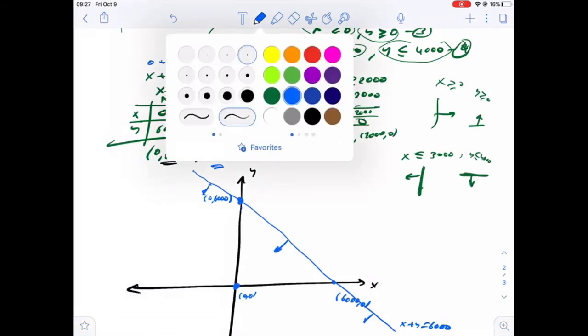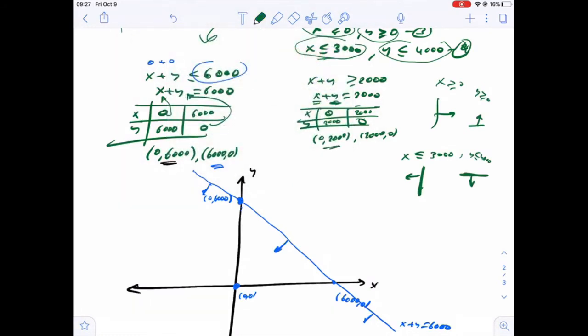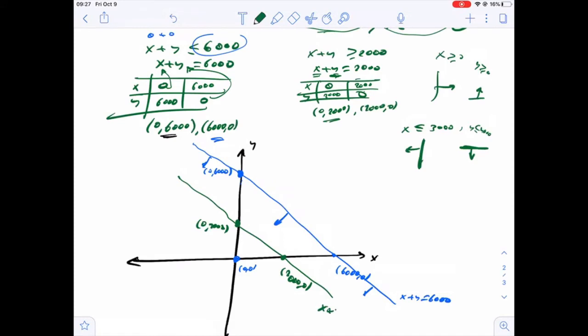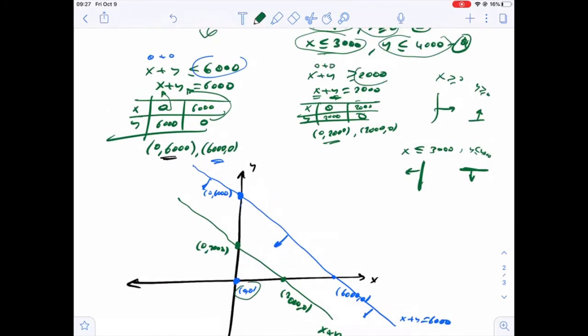And for the second one, let me use this color, green color. We have 0, 2,000. And we have 2,000, 0. And we connect them with a straight line, and this is the equation x plus y equals 2,000. Now, is the solution above or below this? Let's try 0, 0. 0 plus 0 is greater than or equal to 2,000. This is not correct, so that means the solution will be on the opposite side of that line. I mean, the opposite region. It's not the region that includes 0, 0.